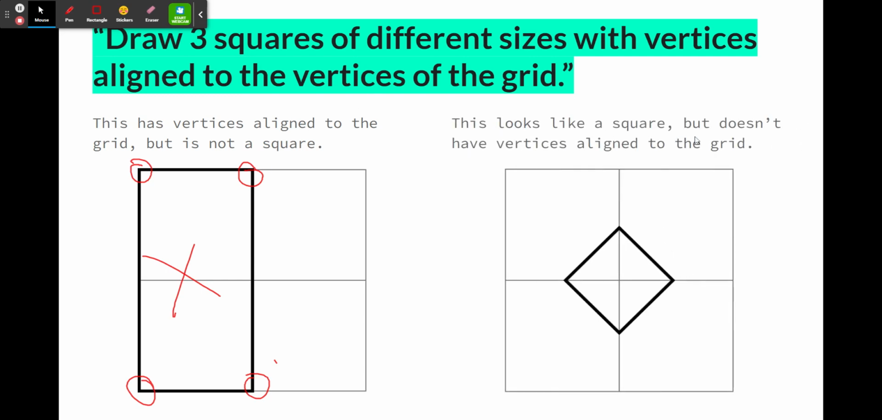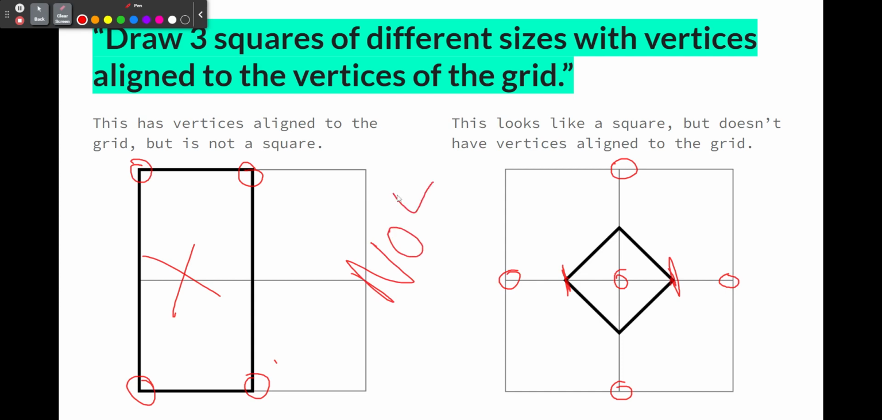Now, this looks like a square, but it doesn't have the vertices aligned to the grid. Is it a square? Yeah, it's tilted on its axis. The problem, again, is that we're not using our vertices. Our vertices are here, here, here, here, here. So it's not using these. We're using partials in between. So that's not what they want you to do either. So these are what not to do.